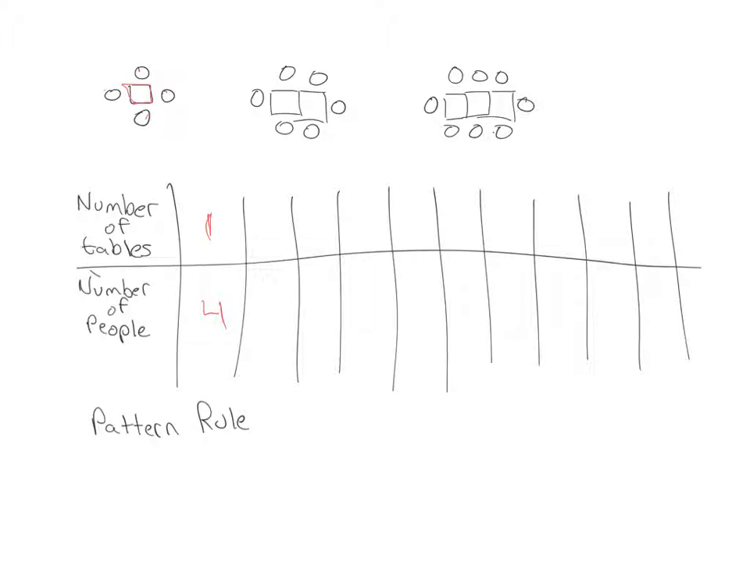Now let's say I've got 2 tables stuck together. How many people can I fit? Well, there's a spot for 1, 2, 3, 4, 5, 6. So 2 tables together, 6. You can do the same thing with 3 tables. We've got 1, 2, 3, 4, 5, 6, 7, 8.